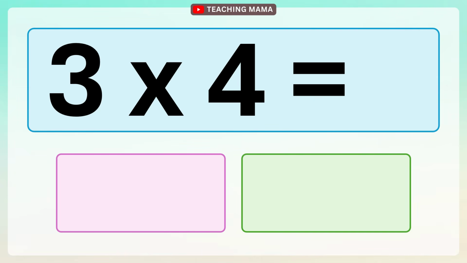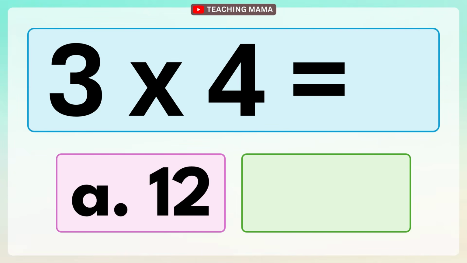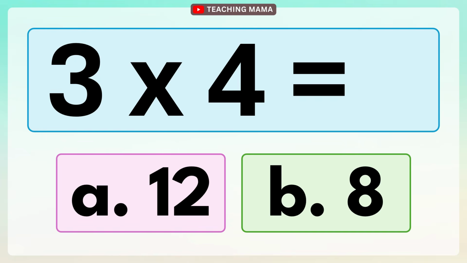3 times 4 equals A. 12 B. 8. What is the answer? A. 12.